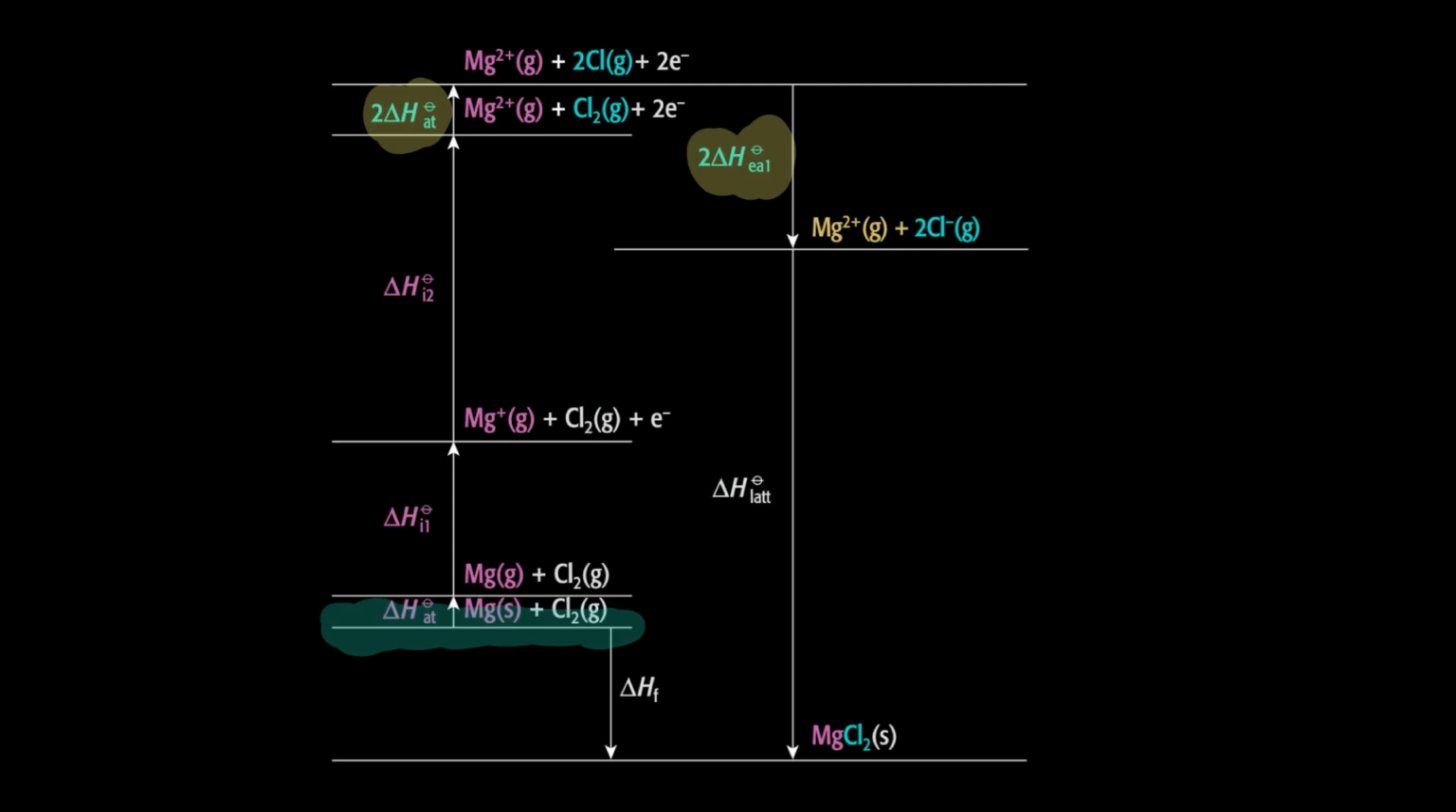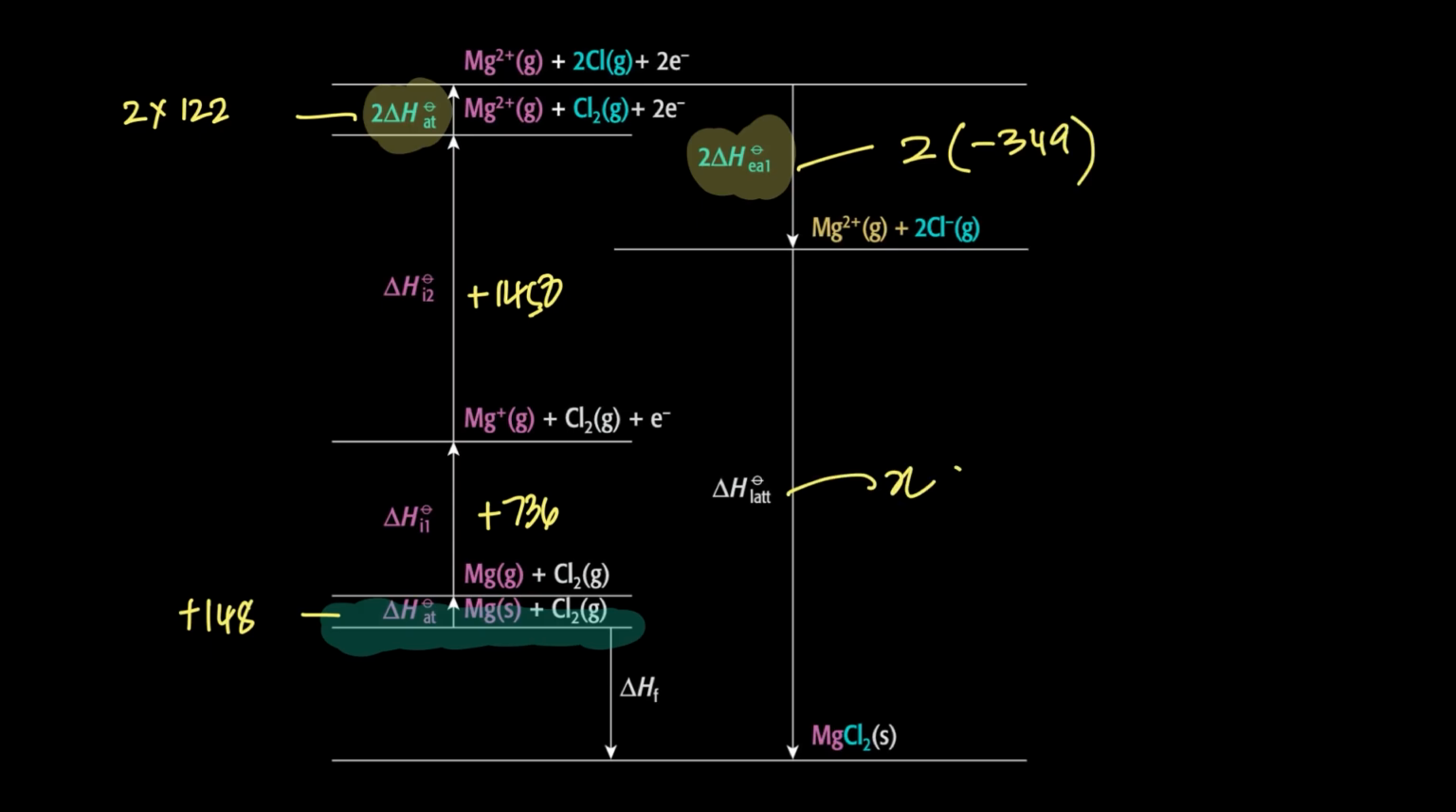So if I'm looking at the values, the atomization of magnesium is 148. First ionization energy of magnesium is 736. Second ionization energy is 1450. And the atomization of chlorine is 122, so it'll be 2 times 122. And this will be twice the electron affinity of chlorine, which is 2 times minus 349. And that is unknown, while my delta H is minus 641.